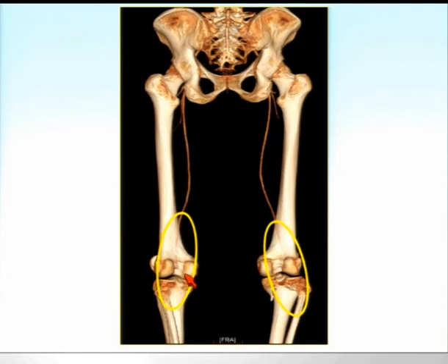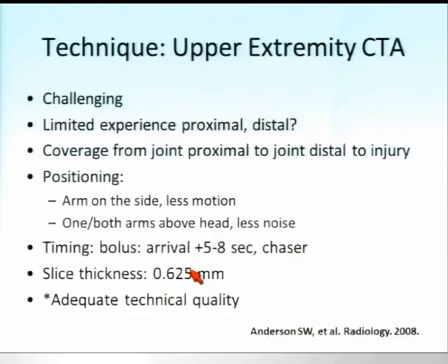As far as upper extremity CTA, it's definitely a little bit more challenging than imaging the legs. In general, there's less experience in the field, and we're using a similar approach, joint proximal to joint distal. You have much more flexibility in positioning. Arms down by the side, when necessary, definitely works. There's less motion, but there's more significant image degradation.